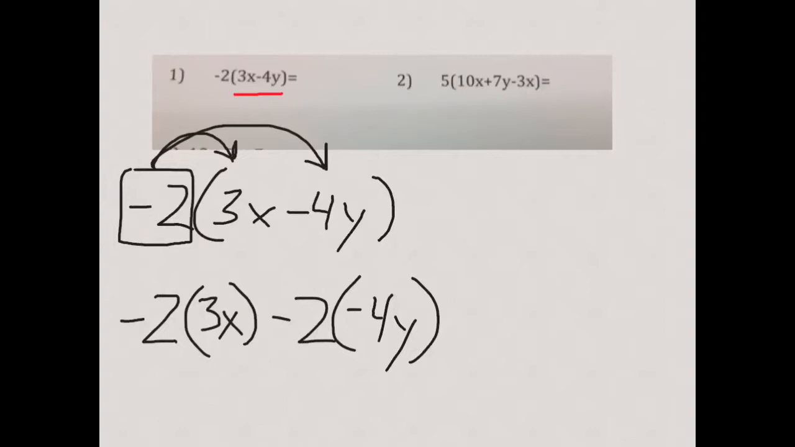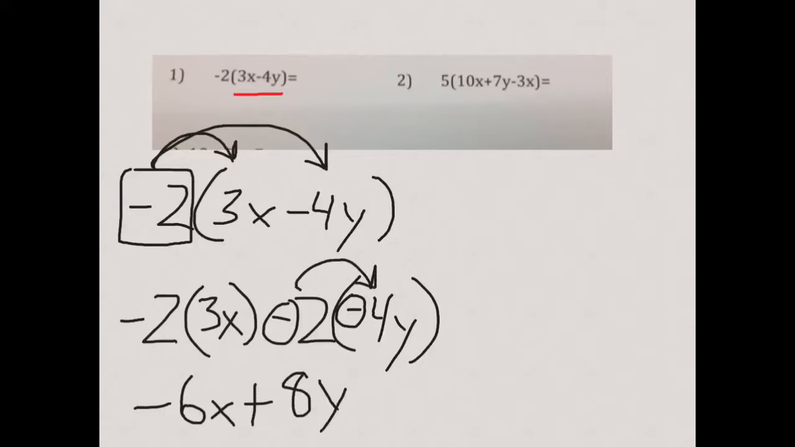So negative 2 times 3x, that's a positive and a negative, so we get negative 6x. Now right here I have negative times a negative, so that's going to be positive. 2 times 4, I get 8y. So my answer would be negative 6x plus 8y. So even though we have x and y still there, that's our answer. We don't know what the variables or what their value is, so we're going to leave them as is.